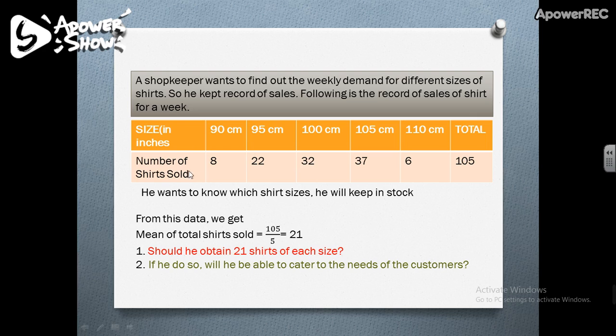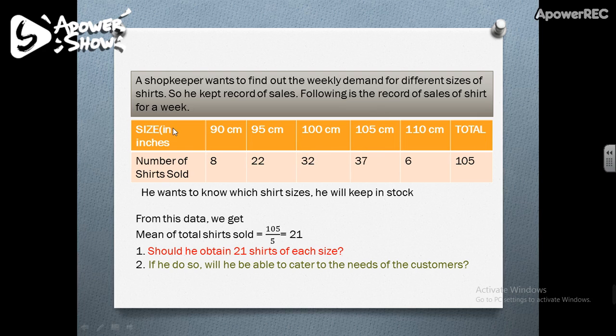For example, he has 21 shirts of size 95 centimeter, but the weekly demand for shirts of size 95 centimeter is 22. So if he keeps 21 shirts of size 95 centimeter, there is a shortage of one shirt. Similarly, he has 21 shirts of size 100 centimeter, but the demand is 32. So again there is a shortage of shirts of size 100 centimeter. Similarly, there is a shortage of shirts of size 105 centimeter.